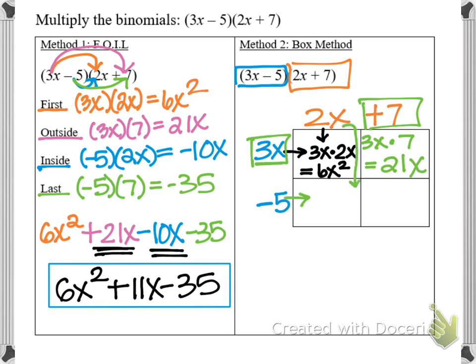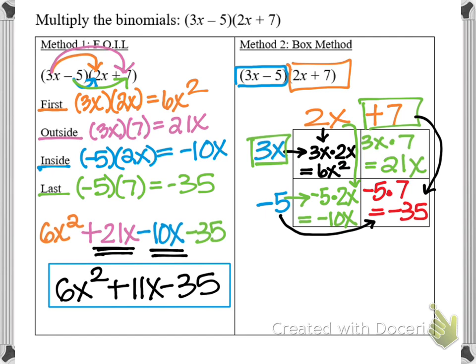bring down that 2x. And when I multiply negative 5 times 2x, I get negative 10x. And now I'm going to go to the bottom right, which is going to be my constants, negative 5 times positive 7, which gives me negative 35. So you'll notice I get the same 4 terms in a row that I got in my first method.